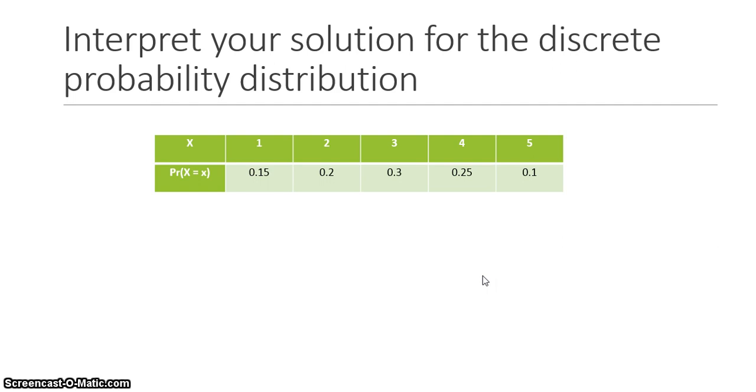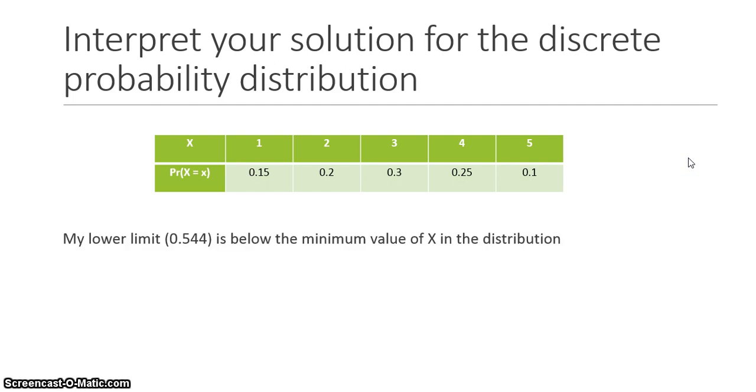Lastly, I have to interpret my solution for the discrete probability distribution. Now remember, this distribution involves discrete data, so I can only have whole number distinct values. My upper and lower limits at the moment are not whole number distinct values. They are decimal approximations. So what I do is I put those values into my table and see where they sit. My lower limit, 0.544, is below the minimum value of x in the distribution. So if my minimum value of x is 1, 0.544 is below this value, so it would be over here.